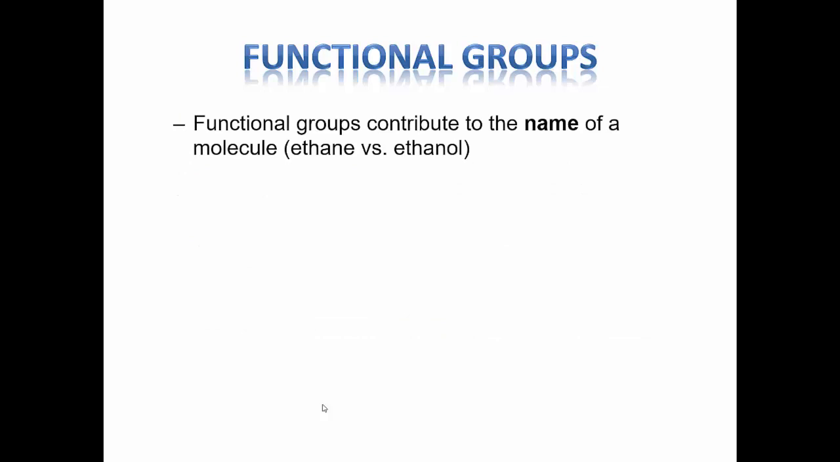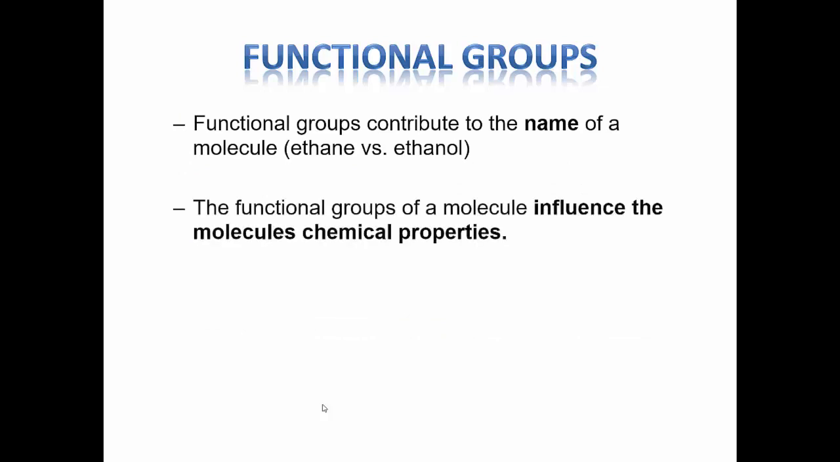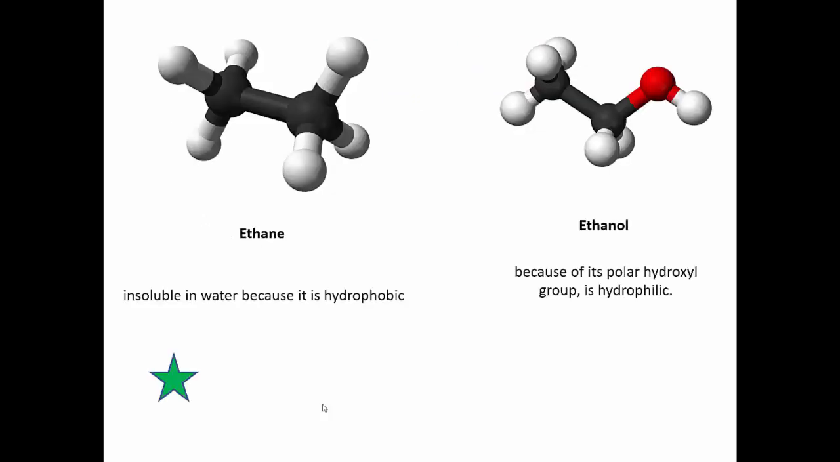The functional groups contribute to the name of the molecule. So for example, ethane versus ethanol. And these functional groups influence the chemical properties. There's ethane on the left, and you can see it's just carbon and hydrogen. It is insoluble in water. It's hydrophobic. In contrast, on the right, you see there is a functional group with an oxygen on it. So one of these hydrogens has been replaced by an oxygen and a hydrogen. And that one simple change turns an explosive gas that is insoluble in water into something that's soluble in water and has completely different chemical properties. This is the ethanol you drink in alcoholic beverages.